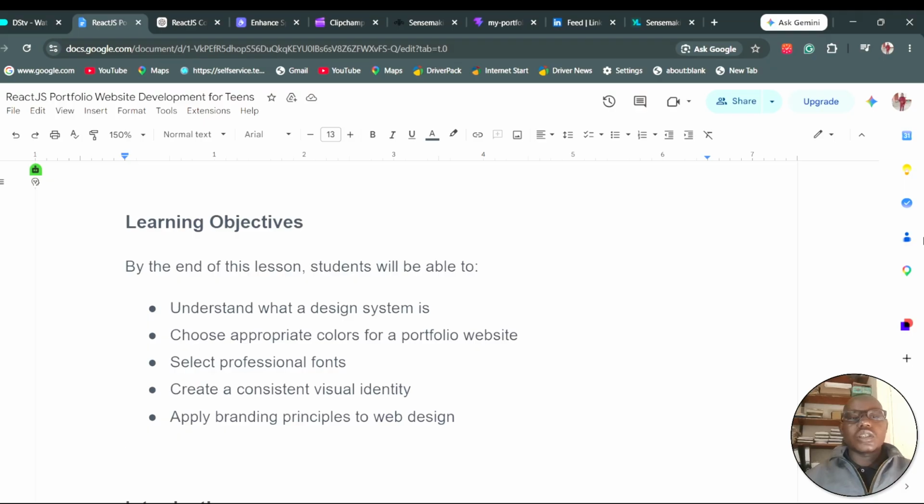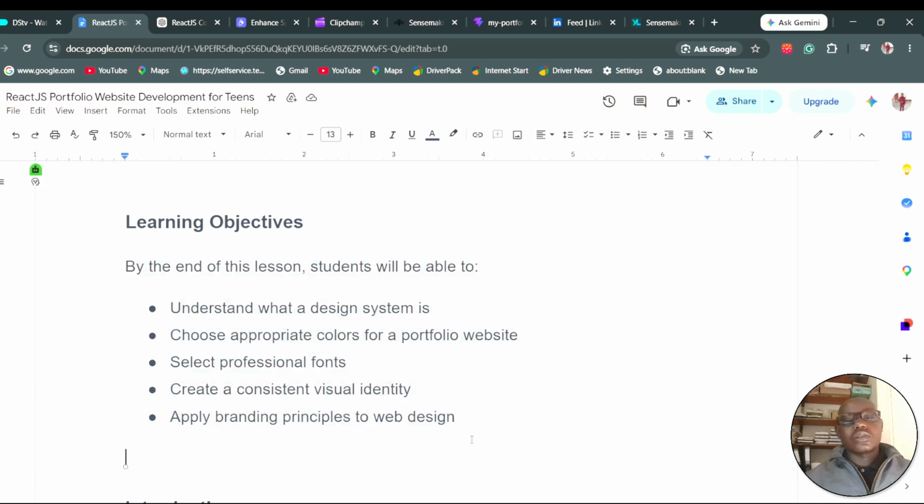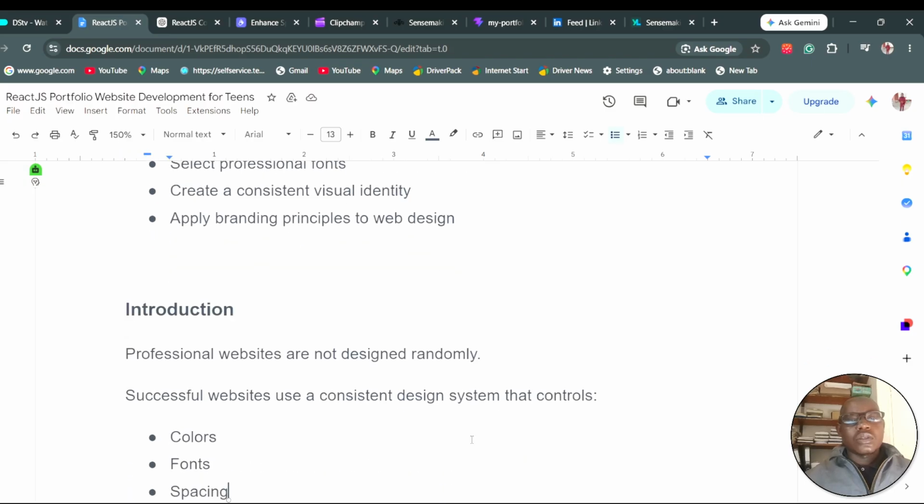So by the end of this lesson, we should have the knowledge on the following things: understand what a design system is, choosing colors, setting functional fonts, and consistent visual identity. So this is what you should understand.